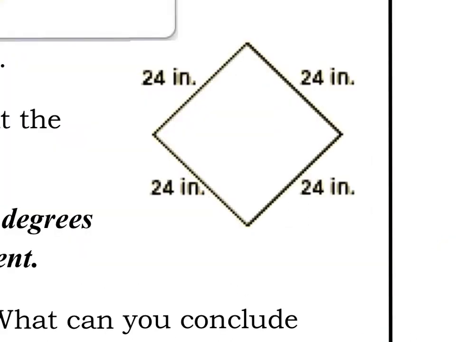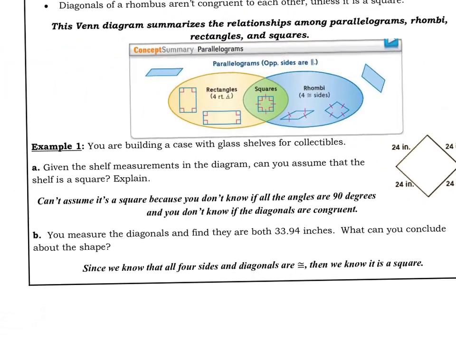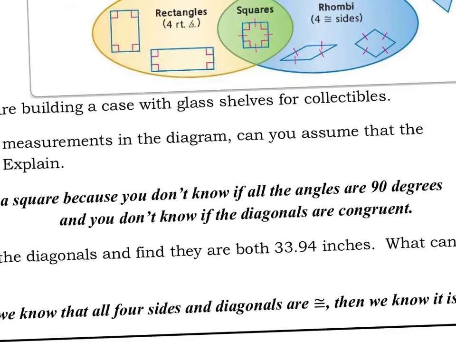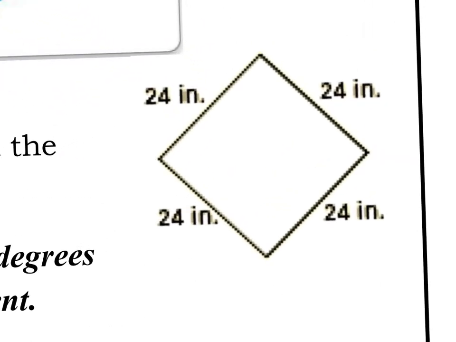So for my first example here, I have this picture and it says 24 inches all around. The text says, given the shelf measurements in the diagram, can you assume that the shelf is a square? Oh, by the way, skip this. You're building a case with glass shelves for collectibles. So I wrote that you can't assume that it's a square because you don't know if all the angles inside are 90 degrees, and you don't know if the diagonals are congruent. If you knew one of those two things, then that would be enough to assume that this is a square.